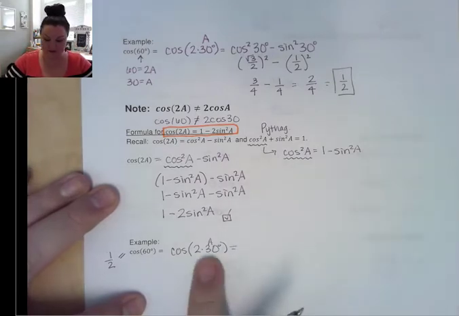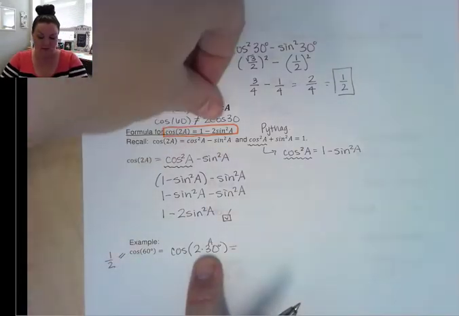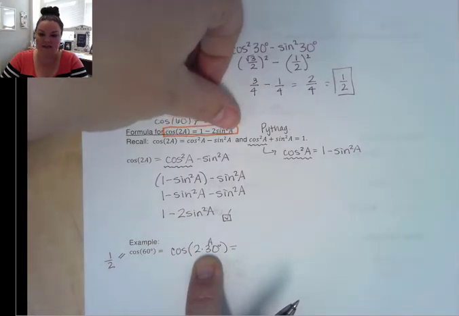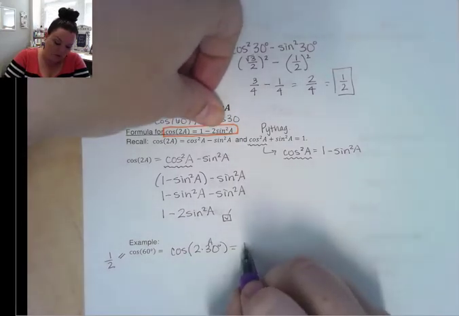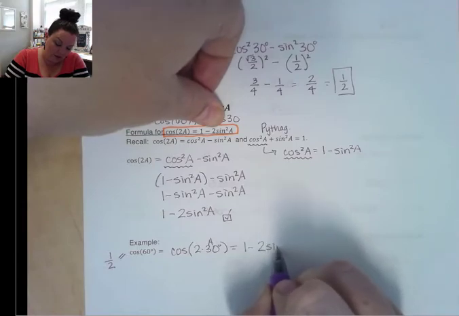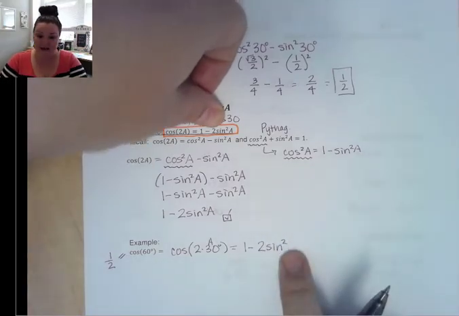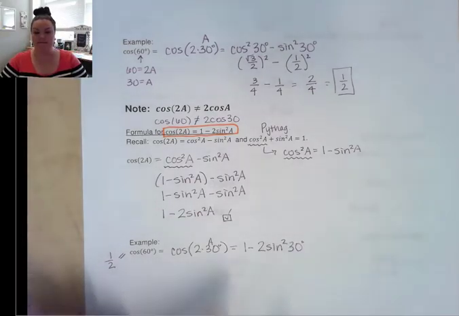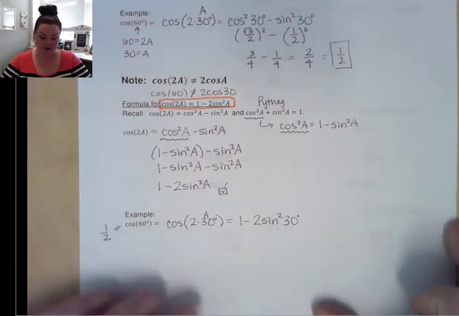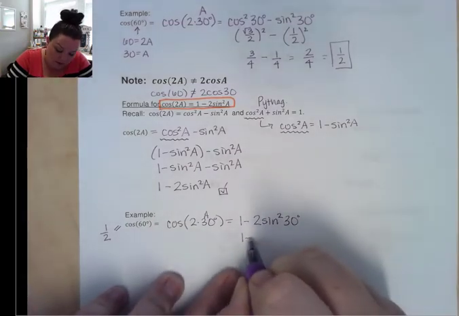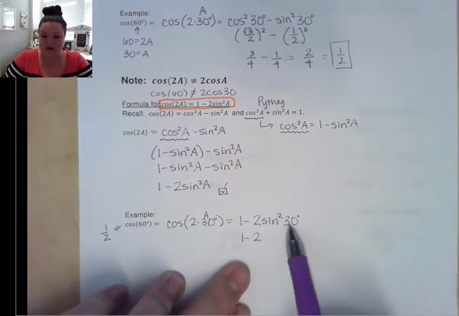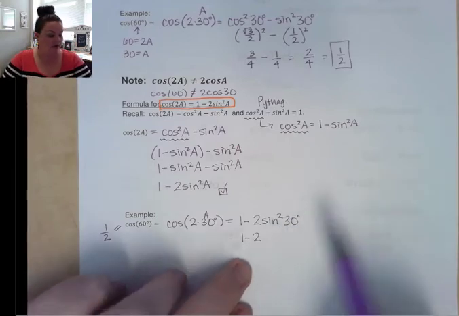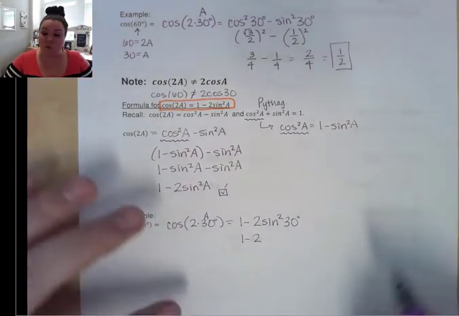Okay. So here's our double angle formula. And the one that we just proved is that it's the same thing as 1 minus 2 sine squared a. So we're going to do 1 minus 2 sine squared a, and our a in this case is 30 degrees. Let's put in those values. So I have 1 minus 2, now sine squared of 30. First I look up sine of 30. Sine of 30, excuse me, is 1/2.